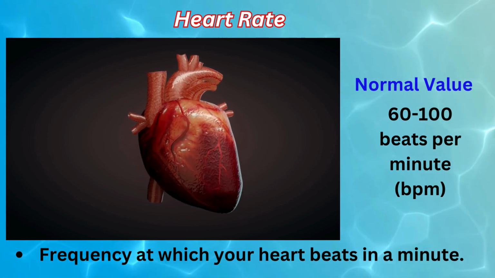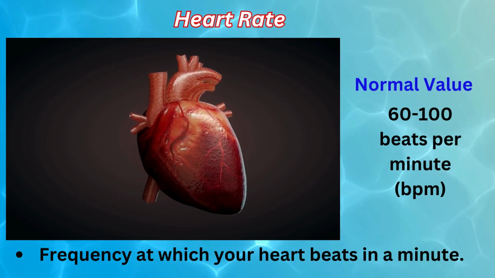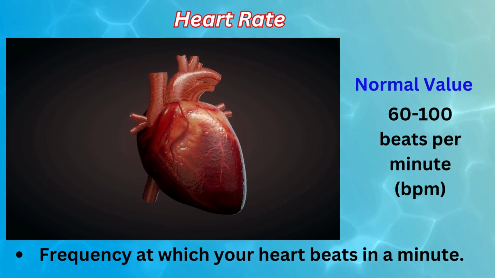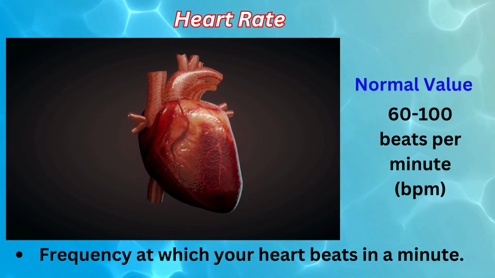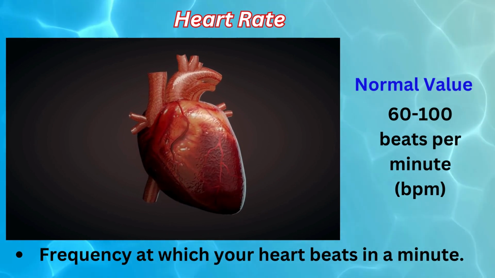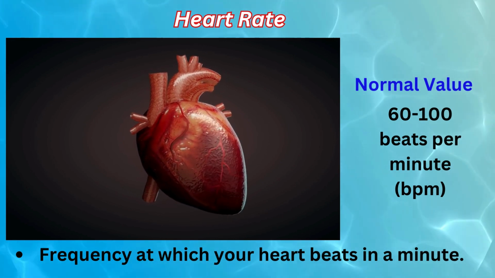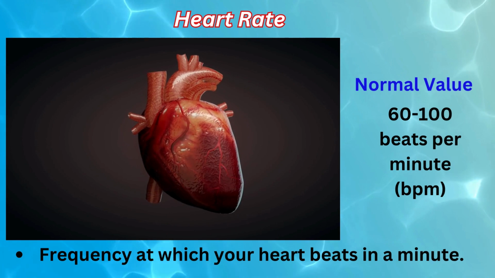A person with a heart rate of 60 beats per minute would have an average resting interval of 1 second. And a normal resting heart rate for adults ranges from 60 to 100 beats per minute. Generally, a lower heart rate at rest implies more efficient heart function.